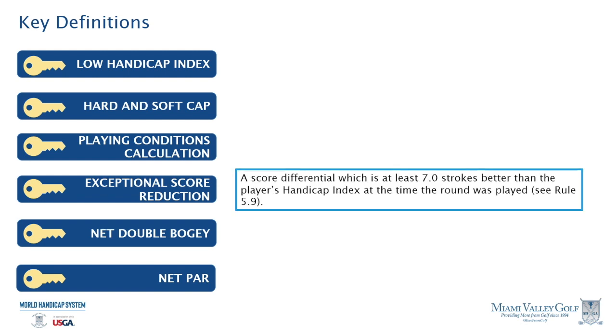So exceptional score reductions, this is for all scores. A score differential which is at least 7 strokes better than the player's handicap index at the time the round was played. So this takes the place of a tournament score. All right? This affects all scores, not just tournament scores. And realize that tournament scores were somewhat arbitrary as to when they were applied and when they weren't applied, depending upon what the handicap committee or whoever decided those tournament scores would be. So now we have more continuity.